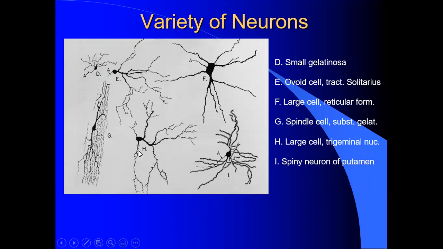Here's a large cell from the trigeminal nucleus, and this is a lovely neuron from the putamen. Now, look how fuzzy that looks. Why is that so fuzzy? Why doesn't that look like that or like that? Why are these dendrites so thick and fuzzy? Because they're covered with spines. This is a spiny neuron of the putamen. This is a type of neuron which is involved in Huntington's disease. Each of these represents a spine.